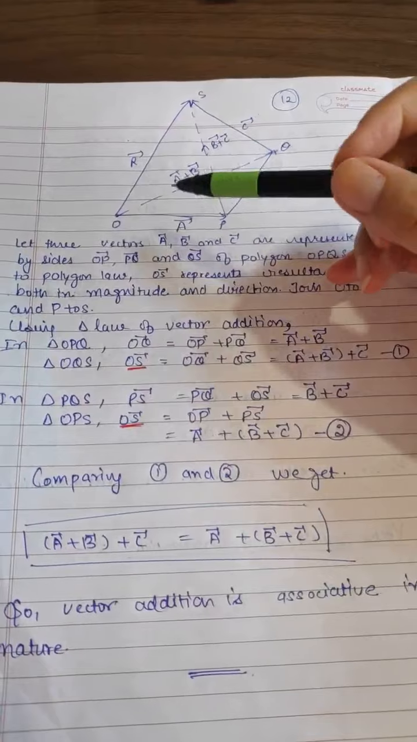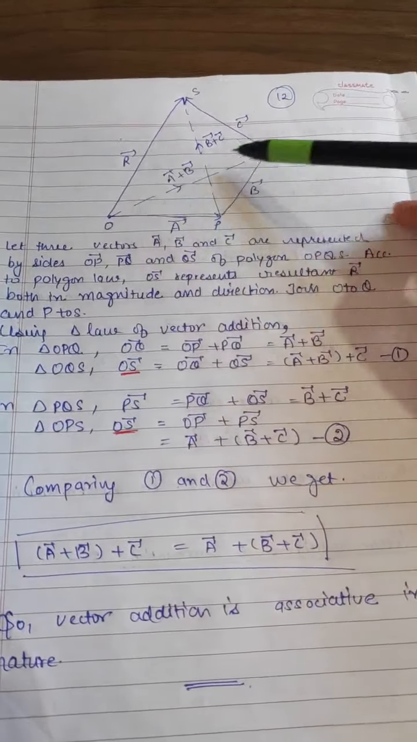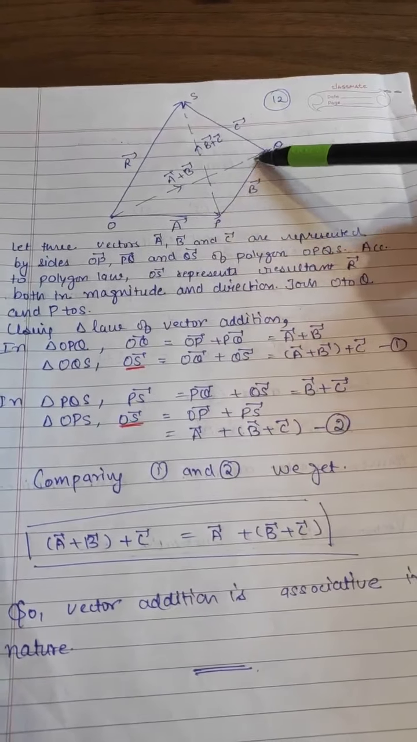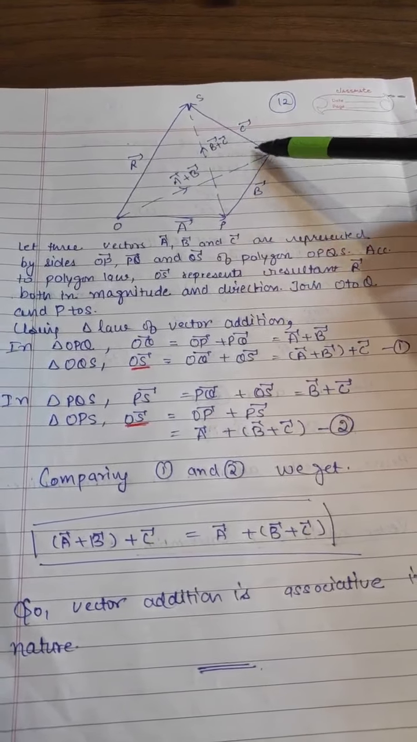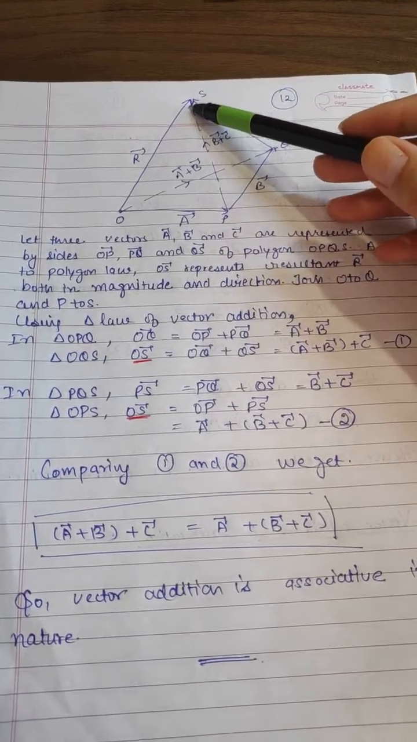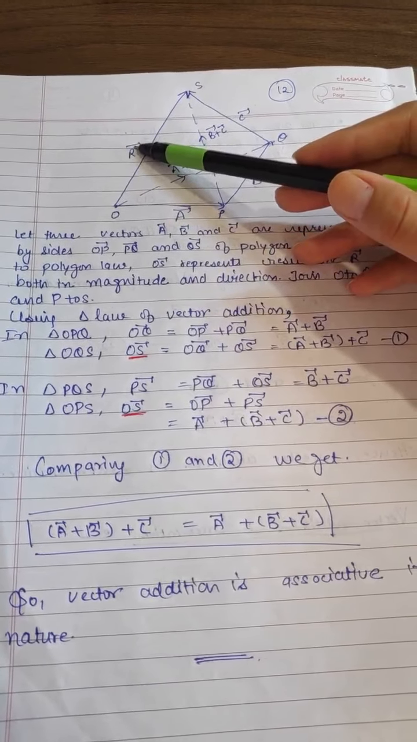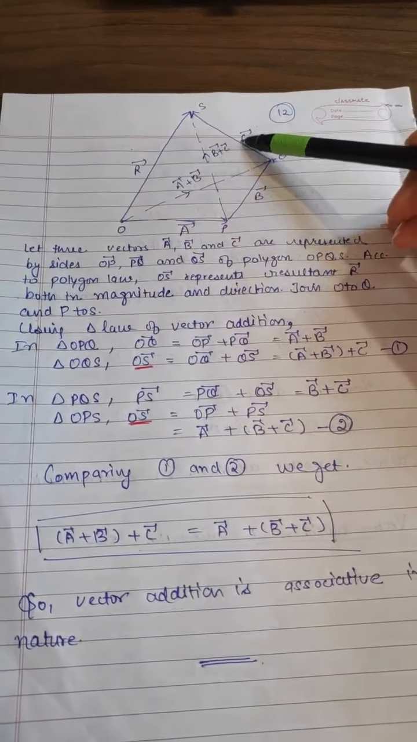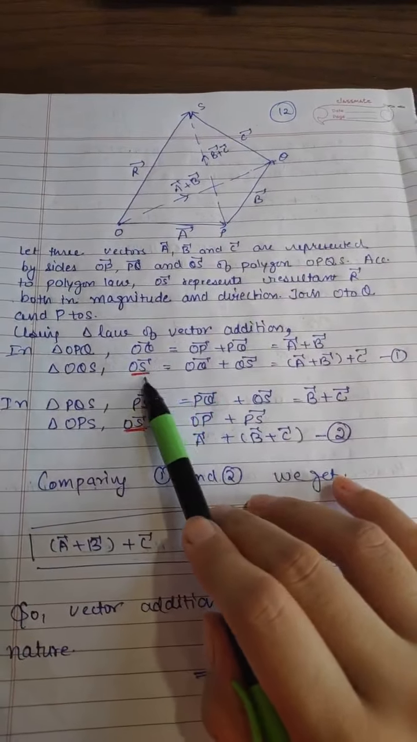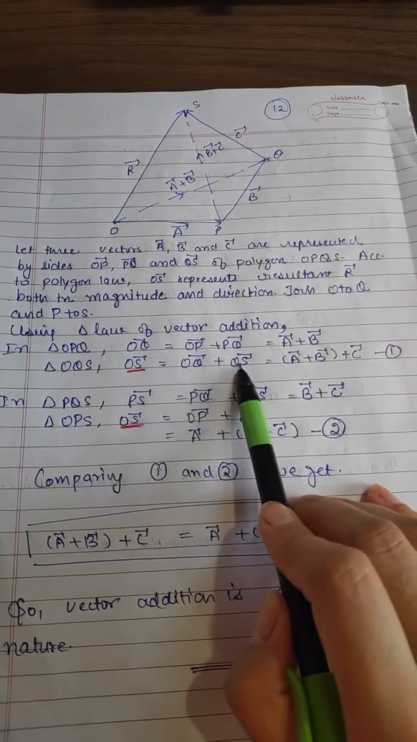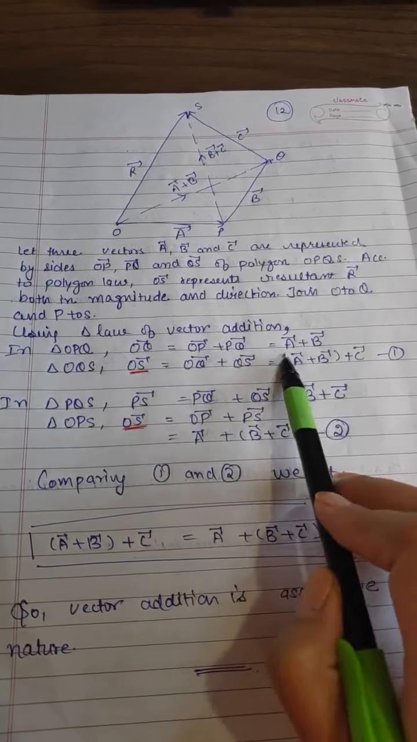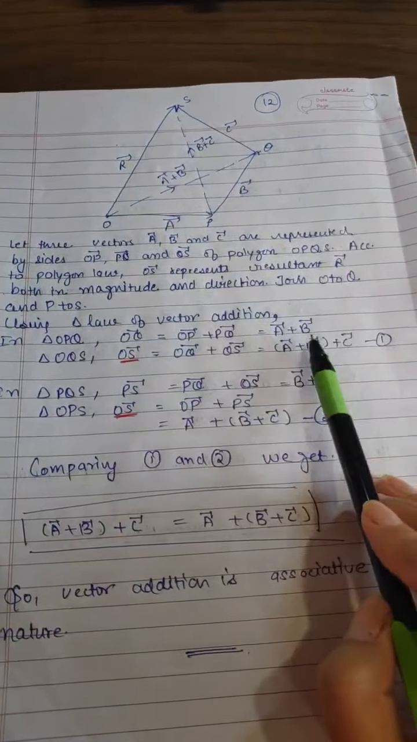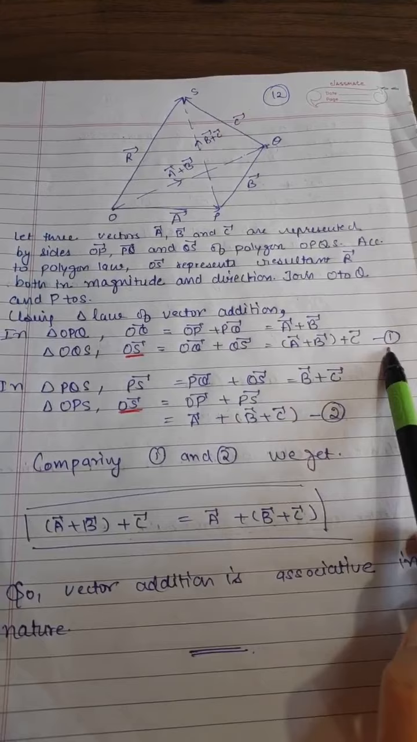Now let's take another triangle OQS. In this, vector OQ and QS vector are taken in the same order, and the resultant is taken in the opposite direction. So what will be the resultant? A plus B plus C. So here I have written OS vector is equal to OQ plus QS, and what is OQ? I have written in a bracket, A plus B, plus, then C is a separate one, so this is plus C. Give it number 1.